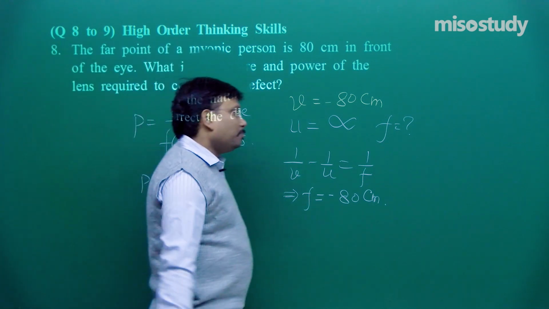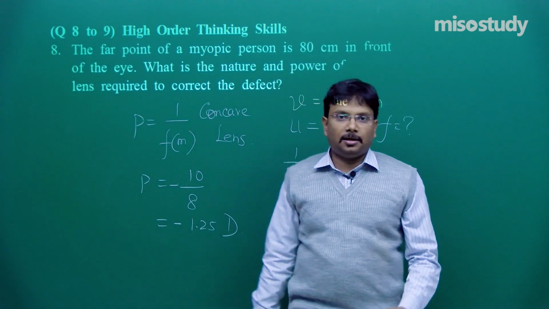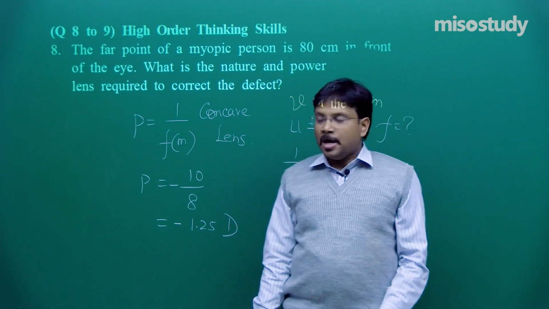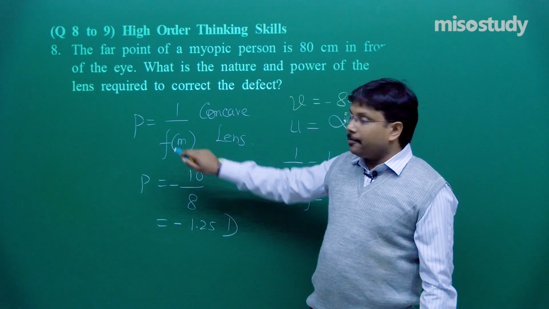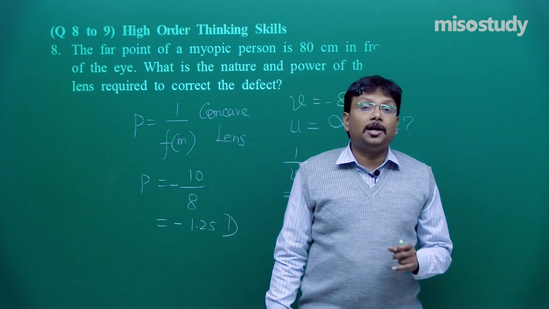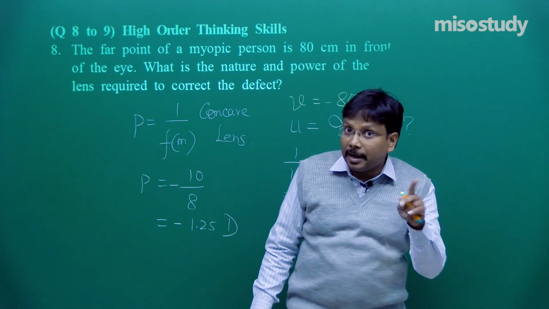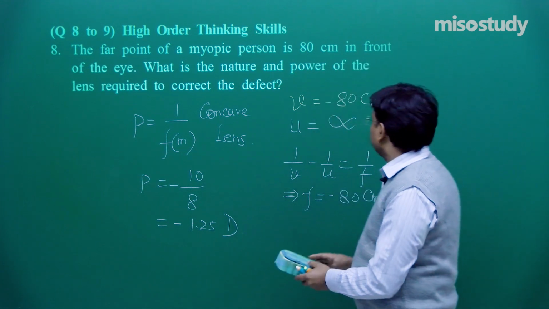So, this is a perfect question for the HOTS category, high order thinking skills. Here you have to think, conclude, then apply the formula, and change the value: converting centimeter into meter, you have to multiply by 10 to the power minus 2. That is it.